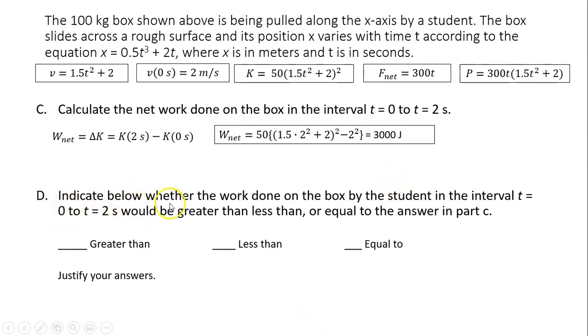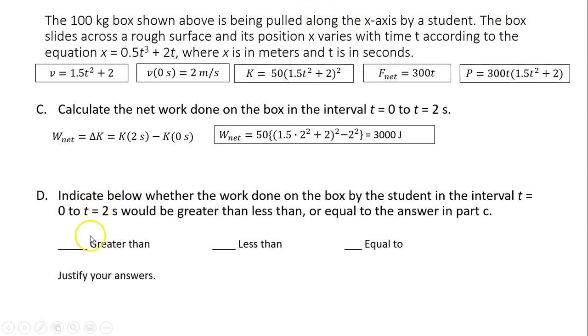Part D, indicate below whether the net work done on the box by the student in the interval would be greater than or less than or equal to the answer in part C. This is work done by the net force. We know the student has to apply more force to do work. Why is that? That is because the surface is rough. So the student has to work to overcome friction besides increasing the object's kinetic energy.